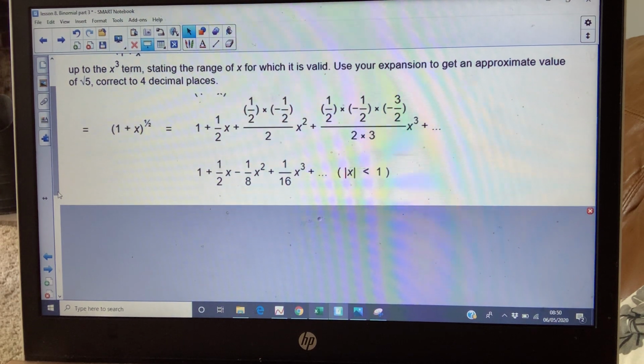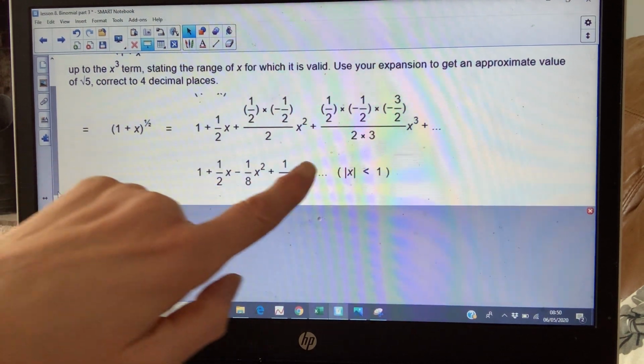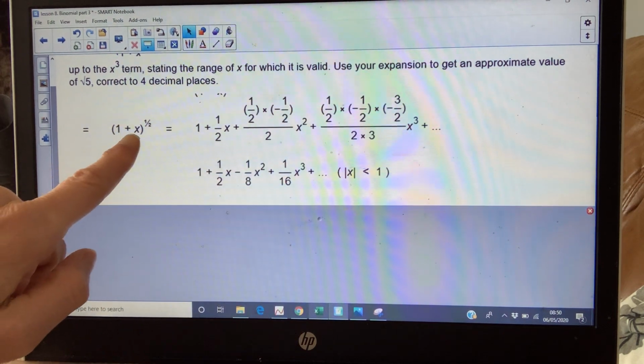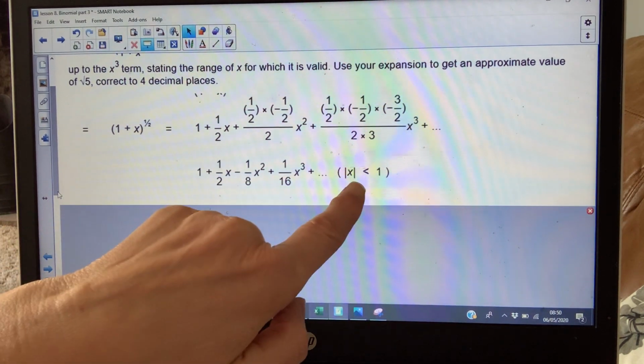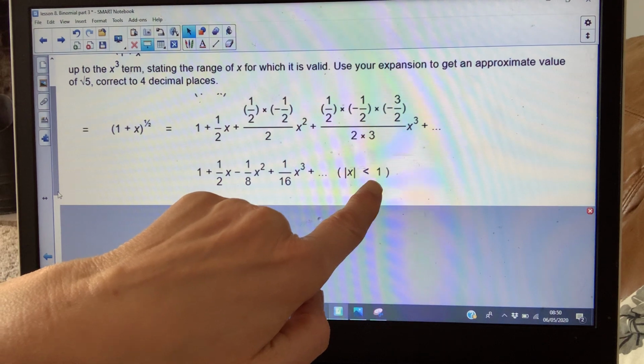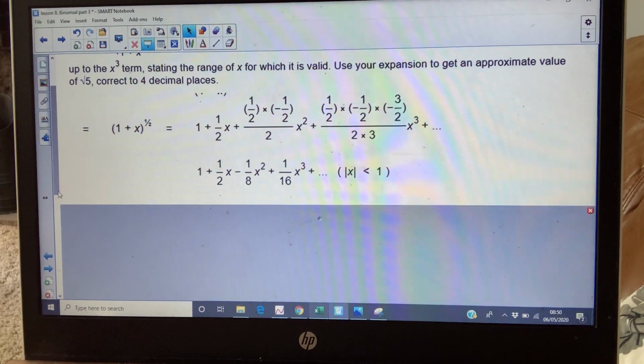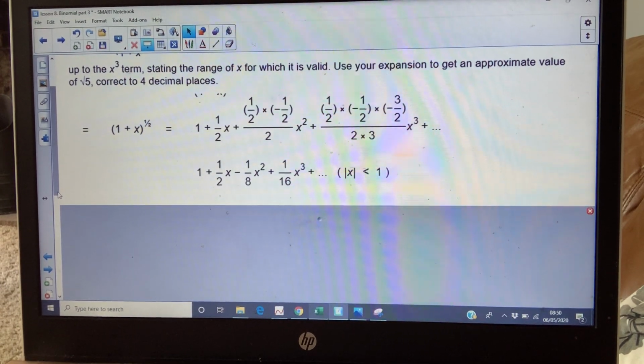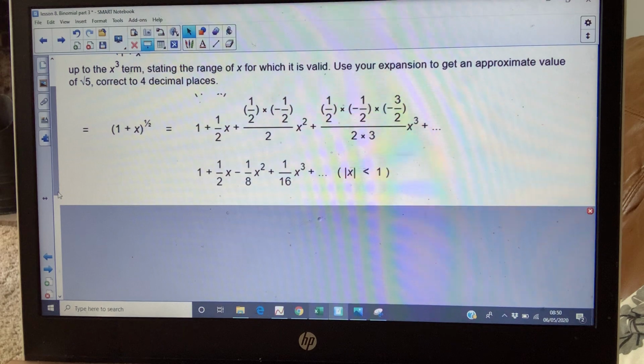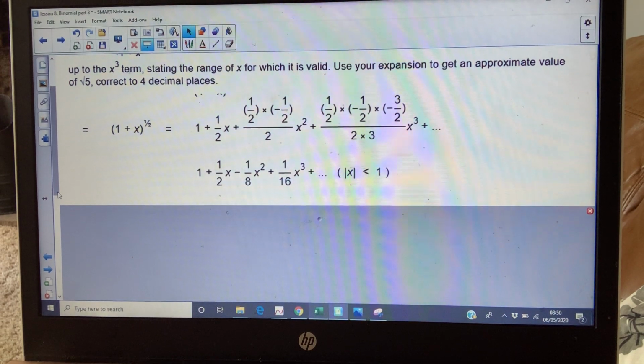However, you are totally prevented from doing that because this expansion is not valid for any x values that are greater than or even equal to 1. You can only put in values that are between 1 and -1. So you cannot do that. You cannot put 4 in.